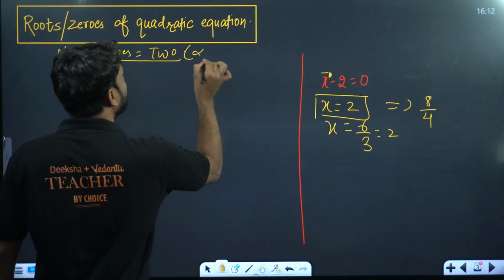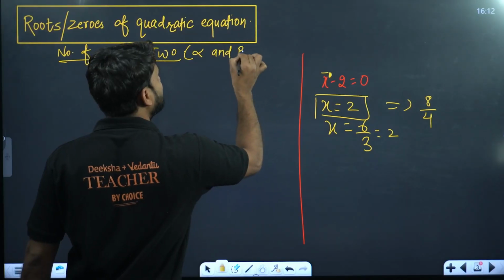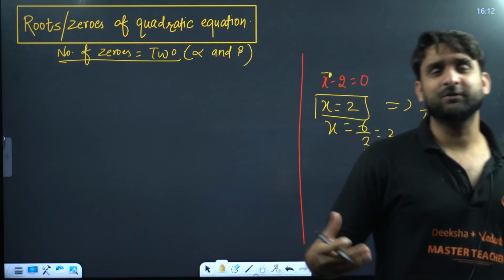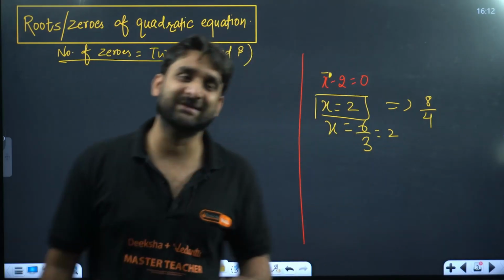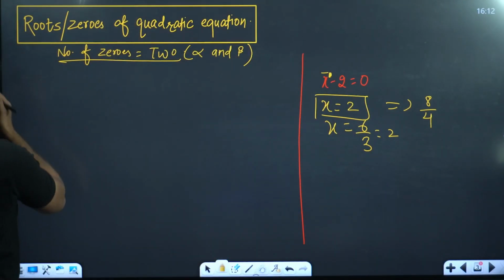and we can call them alpha and beta. Whenever we want to suppose the zeros of any quadratic equation, we can suppose them as alpha and beta. So let's talk. I'm giving you one example here.